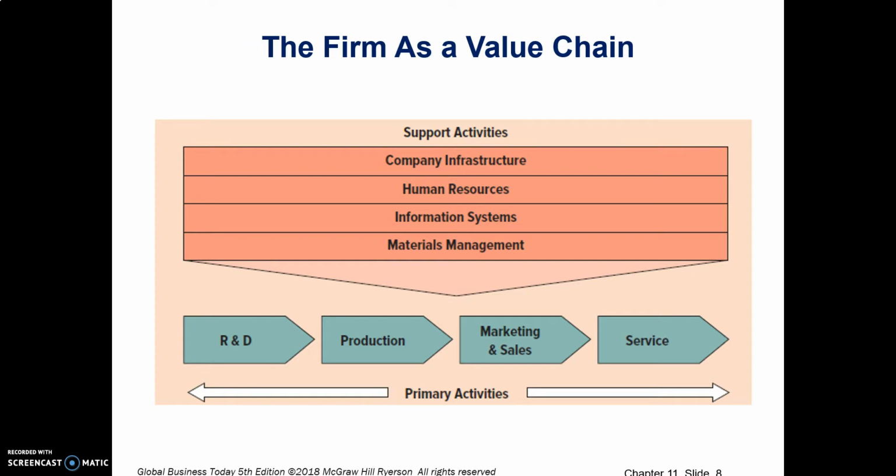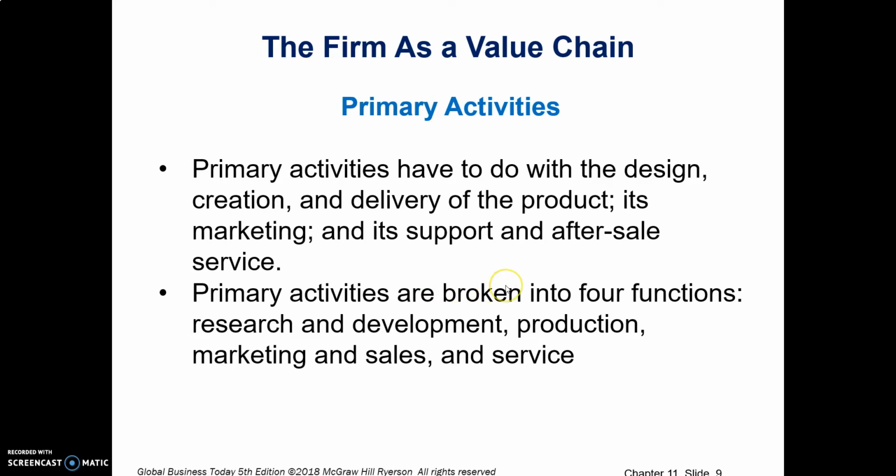So research and development, production, marketing, sales, service, after sales service would be the primary activities, and those others would be the support activities. Primary activities, as it says there, have to do with the design, creation, and delivery of the product, marketing, support, and after-sales service. So you got design, research and development, creation, you got the whole production process, delivery of the products, you got marketing and sales, and you got after-sales service as well. That's important.